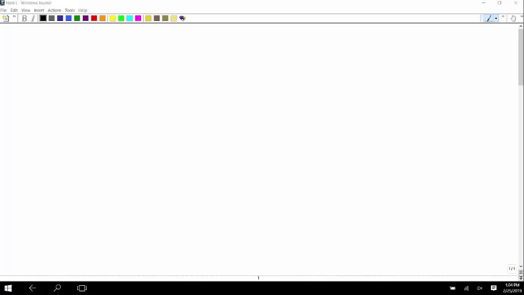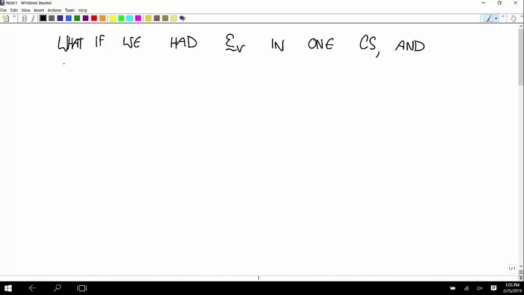What? Yes. So what if we had the Voigt strain in one coordinate system and wanted it in another coordinate system.